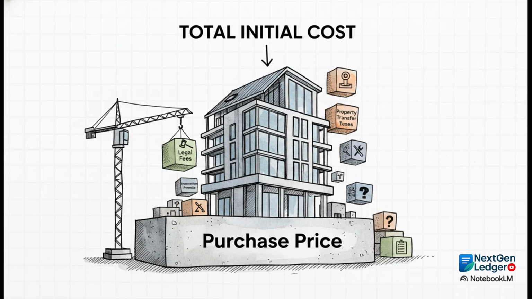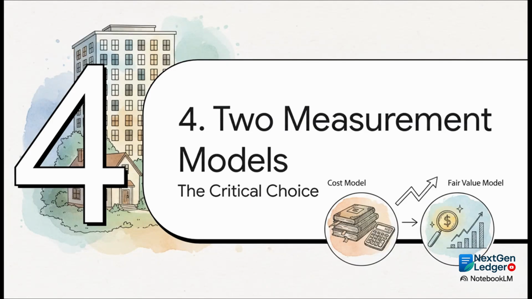The initial value isn't just the price tag on the building. You've got to include all the other costs that were directly tied to buying it. We're talking about things like legal fees, property transfer taxes, all those extra costs that add up. You roll all of that together to get its true initial cost. Okay, so the property is on the books.